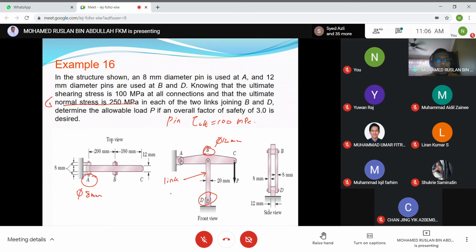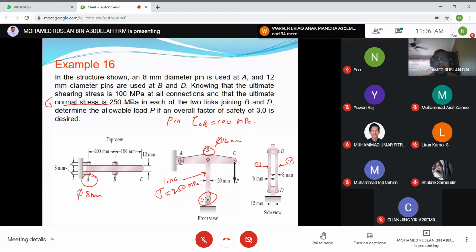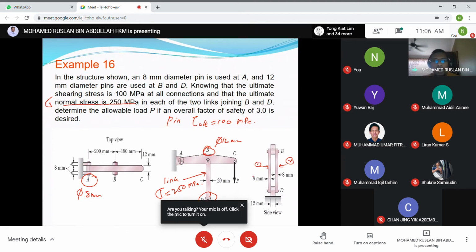And the sigma is equal to 250 megapascal in each of the two links, 250 megapascal for each link. So we have two links here, attached together. Two links join B and D.